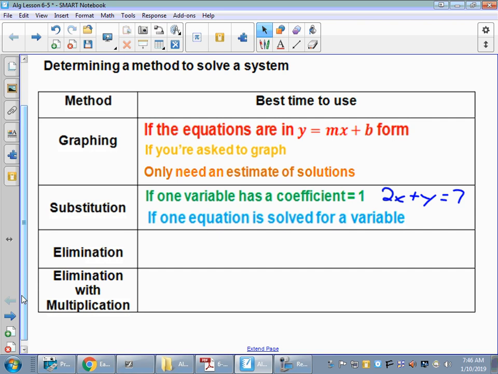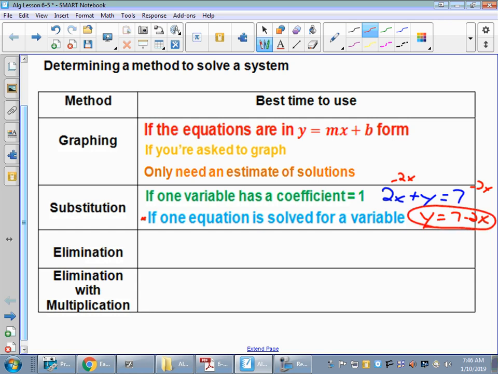That's the second part. If one equation is already solved, if it already was in y equals form. But if it has a coefficient of 1, it's easy to solve, because all we would have to do here is subtract 2x from each side, and then you'd have y equals 7 minus 2x. Okay, so the coefficient of 1 made it easy to solve. Or in the second case, if it's already been solved, if it's already in this form, y equals or x equals, then it's easy just to substitute it in.